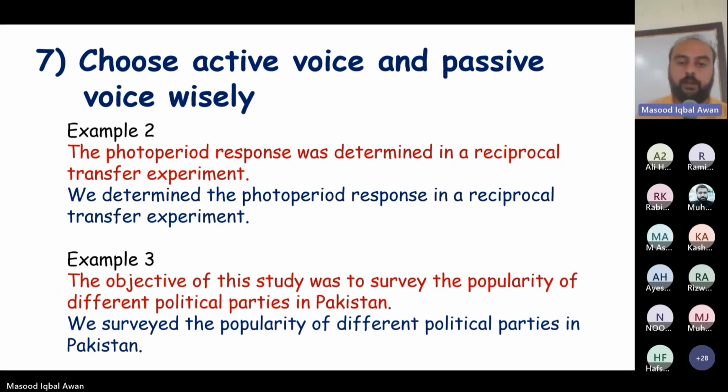The objective of this study was to survey the popularity of different political parties in Pakistan. We surveyed the popularity of different political parties in Pakistan, and this is another example of where we can use active voice. We should also avoid the words in this study or in this project. It is very obvious that the results we are presenting are about this study. So instead of writing in this study or in this thesis or in this article, you can just write here.